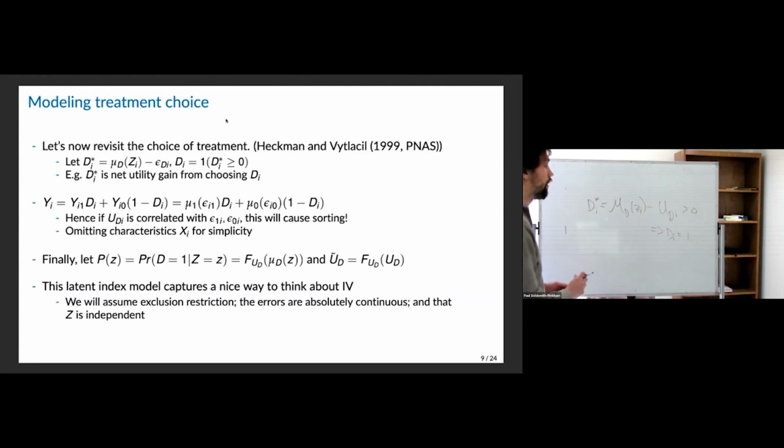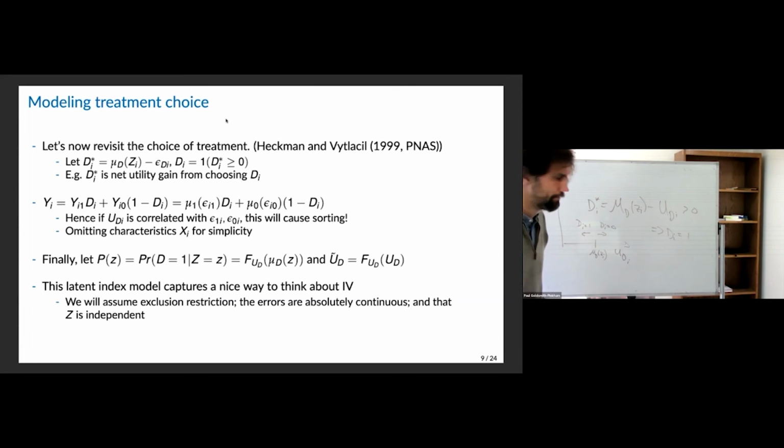So the point is that there's basically a crossing function, right? This is an index such that if we hold fixed Z, mu D doesn't change based on people, and we have some draw. So basically, here's the distribution for u D_i. For u D_i greater than mu D of Z_i, these people are going to choose D_i equal to zero, and these people are going to choose D_i equal to one, right? Does that make sense?